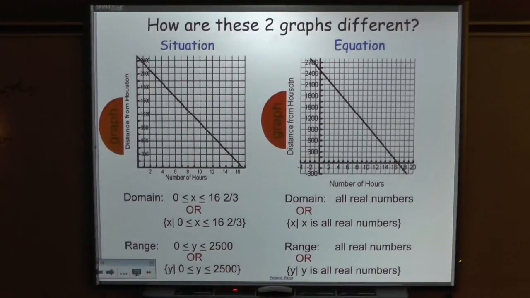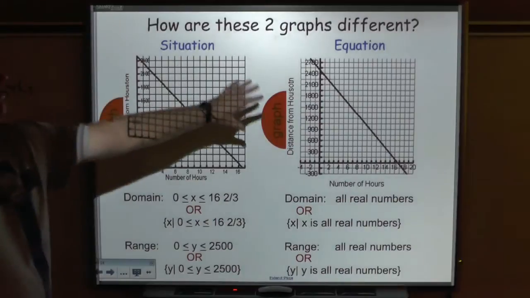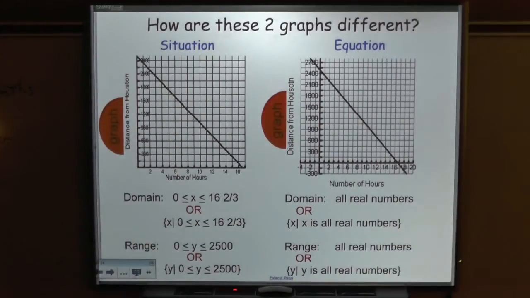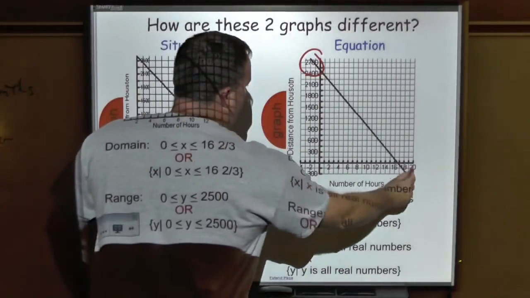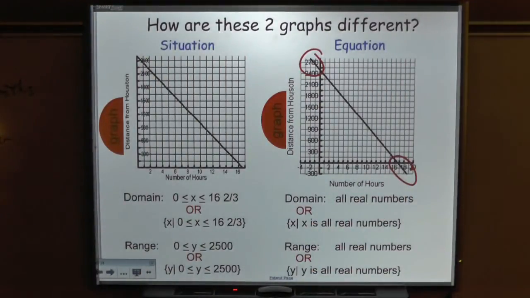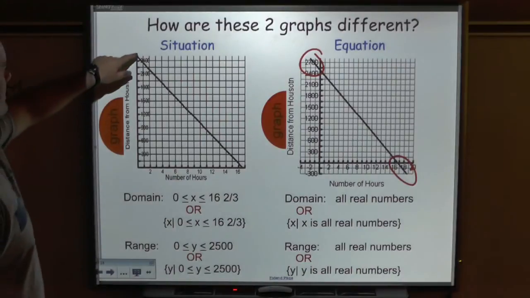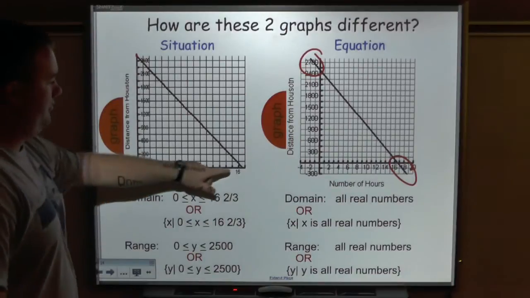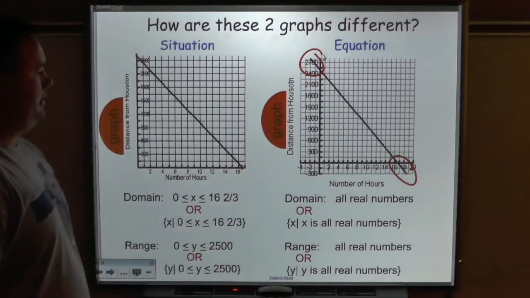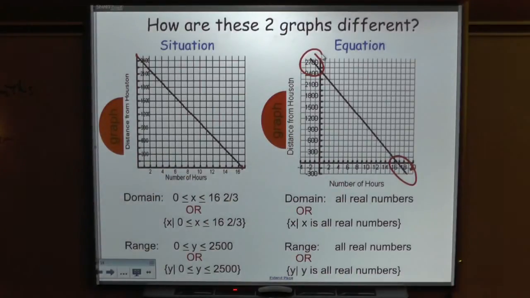If you notice, these two are the same. And they should be right now, because what we're talking about is a continuous situation. But I want to show you something slightly different. This part right here and this part right here. In the equation, it doesn't stop at 2,500 up here. It's 0 and 2,500. It doesn't stop down here, right? A little after 16, almost to 17.